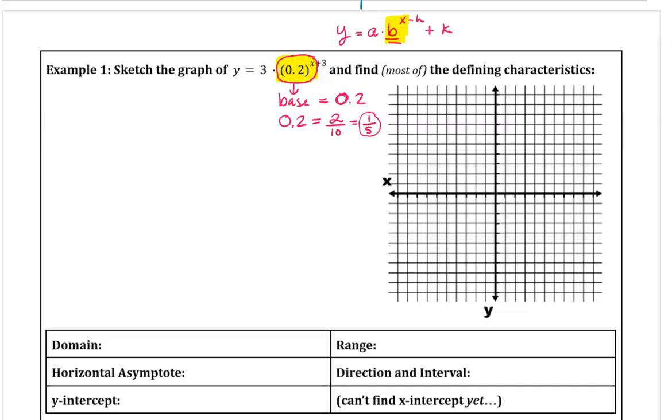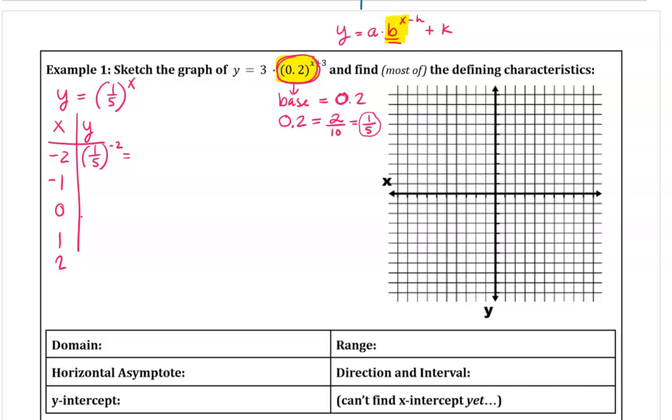I'm going to have to take this part and first get a table of values for just 1/5, aka 0.2, to the x. So this is what we would call the parent table of values. And I'm going to use my -2, -1, 0, 1, 2, so I can get negatives, 0, and positives, and just raise 1/5 to those powers.